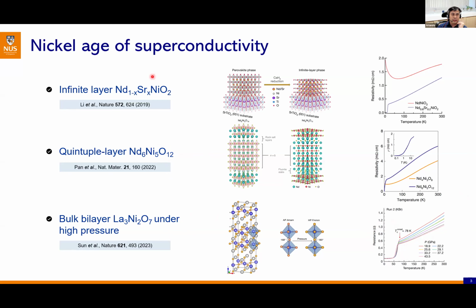So the infinite layer, since the discovery by Harold's group, we have seen a lot of progress. And this is what I'm trying to focus on today.